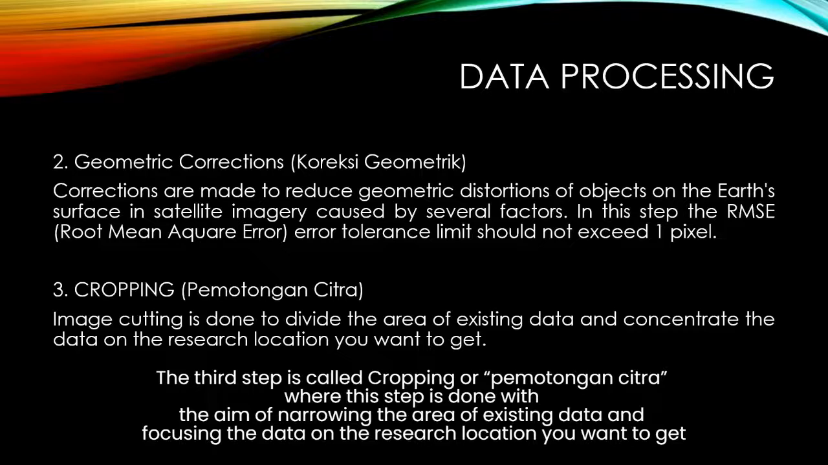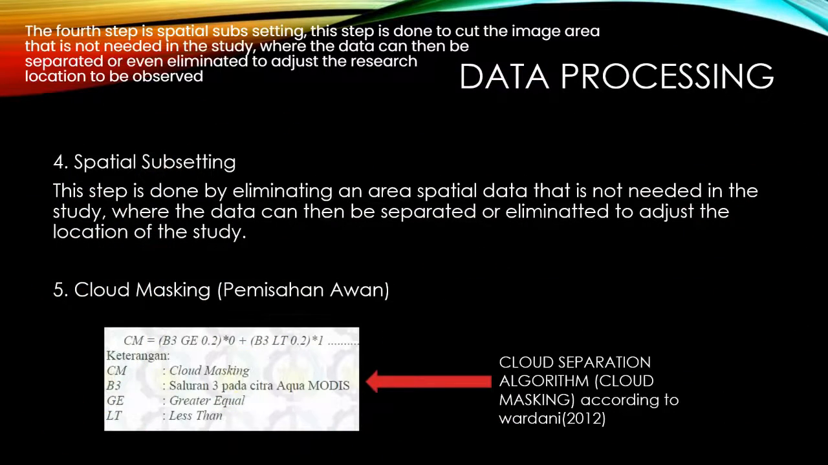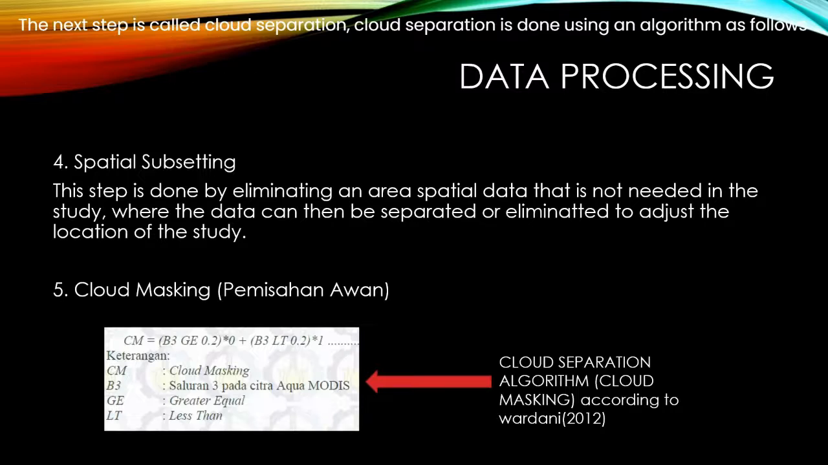The third step is called cropping or pemotongan citra, where this step is done with the aim of narrowing the area of existing data and focusing the data on the research location you want to get. The fourth step is called spatial subsetting. This step is done to cut the image area that is not needed in this study, where the data can then be separated or even eliminated to adjust to the research location to be observed. The fifth stage is called cloud masking or pemisahan awan. Cloud separation is done using an algorithm as follows.